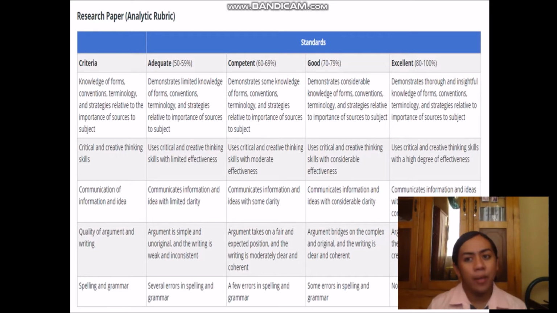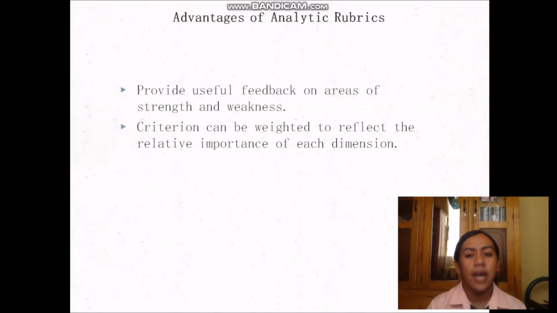So the analytic rubric has advantages and disadvantages. Now let's tackle the advantages of analytic rubrics. The first one is it provides useful feedback on areas of strength and weakness. The second one is criteria can be weighted to reflect the relative importance of each dimension.